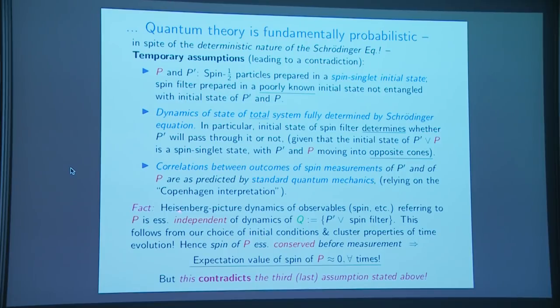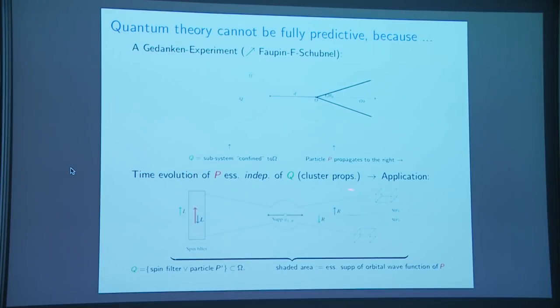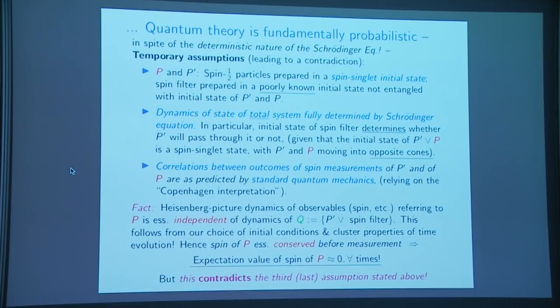Now, there is the following fact that I already mentioned. The Heisenberg picture dynamics of observables, such as the spin referring to the particle P, that propagates into this cone opening to the right, this Heisenberg picture dynamics is essentially independent of the dynamics of the degrees of freedom of Q. So this follows from our choice of the initial conditions of the orbital wave functions of P and P prime and of cluster properties of the time evolution.